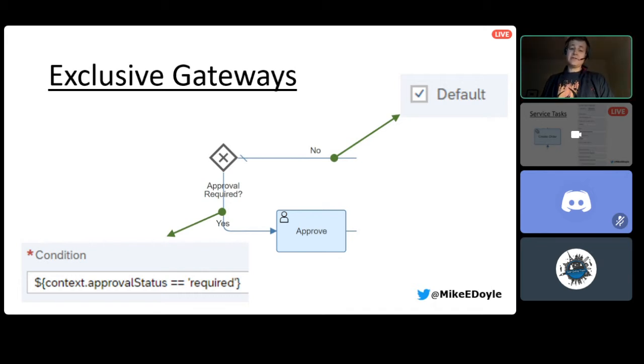So in this case, we've only got two. Actually, you could have more than two paths. But there has to always be one default one so that the workflow doesn't ever end up with nowhere to go. So there always has to be a default flow that it can go along if none of the others are true.